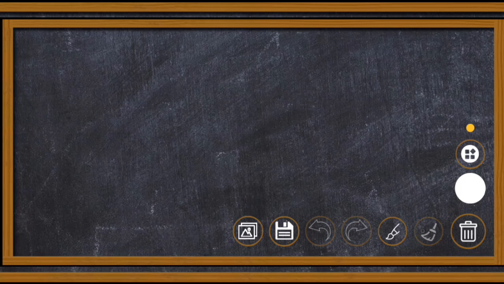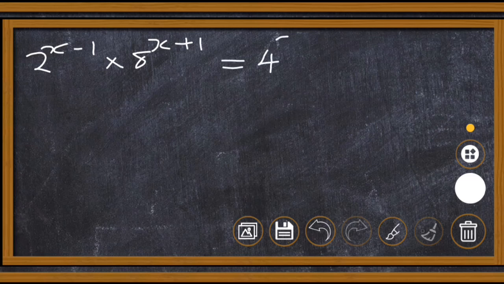So let's look at another example. Let's say we have 2 power x minus 1, multiplied by 8, and then we have x plus 1 as the power. Let's say this equals 4 power 2x plus 1. So how can we prove that this side here is the same as this side here? So you may go ahead and try this one.